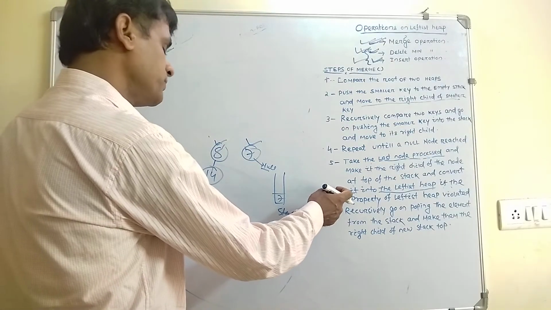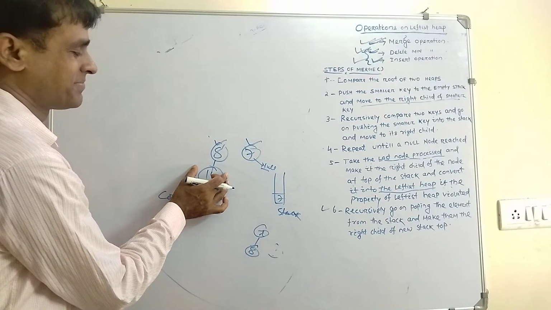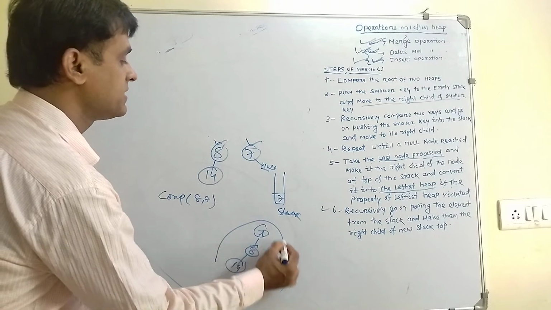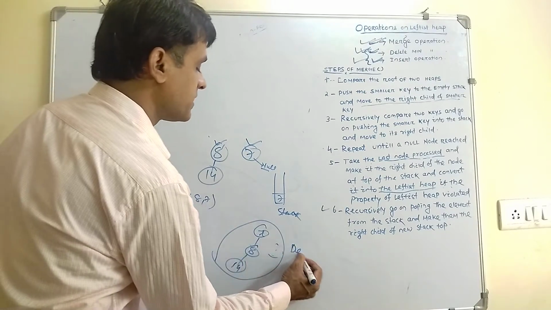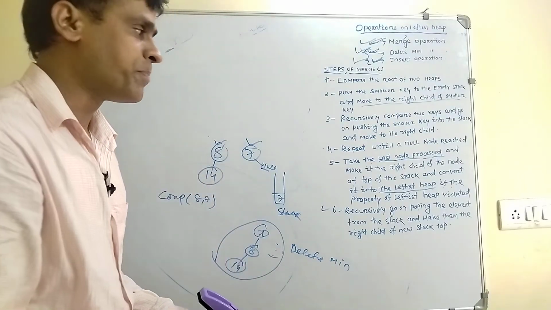After that, what will we do? Left child I have not touched. Put it as usual. So this is my delete min operation. The delete max operation works in the same way.